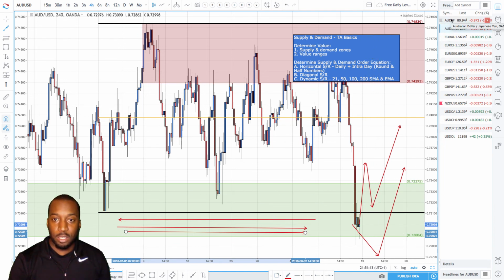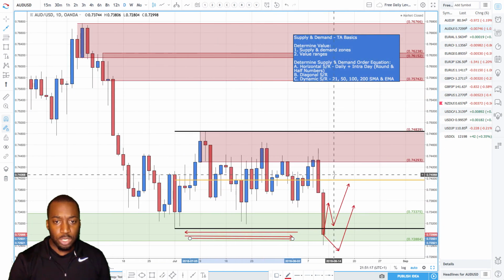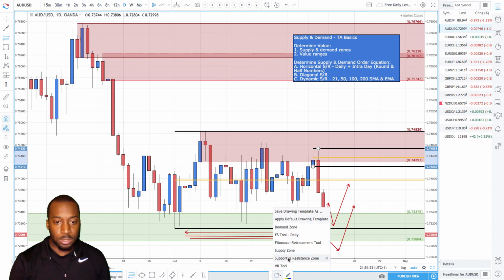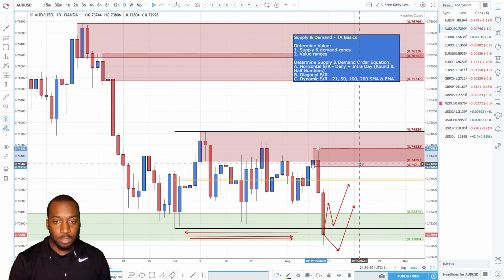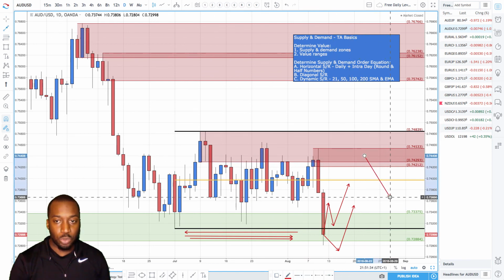And finally, actually, matter of fact, let's go back into supply zones. I'm going to put this one on here, one right here, and we've got a supply zone right there. So if you see prices come back up and you want to get short, then that's where you're looking to get short.